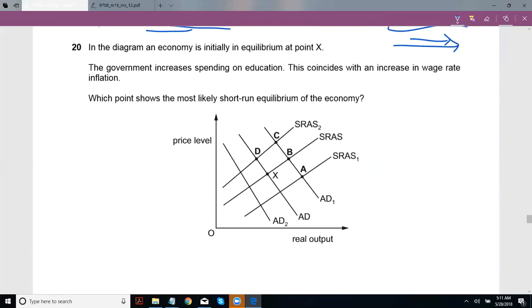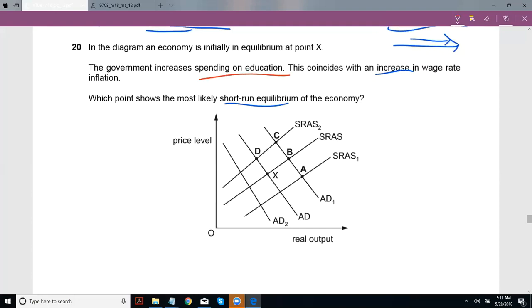In the diagram, an economy is initially in equilibrium at point X. The government increases spending on education. This coincides with an increase in the wage rate inflation. Which point shows the most likely short-run equilibrium of the economy? Okay, this is nice. Spending on education.